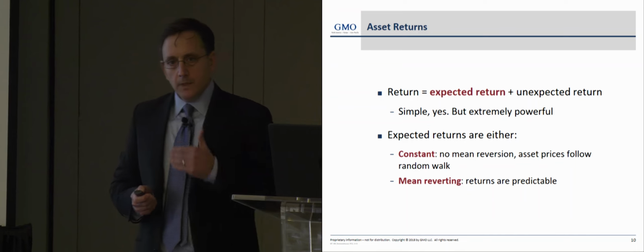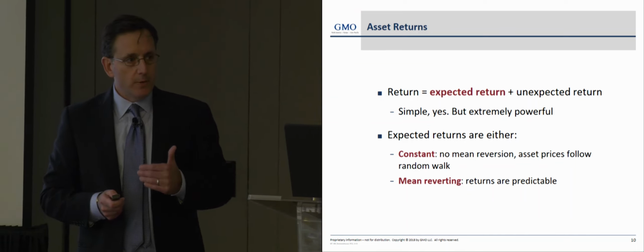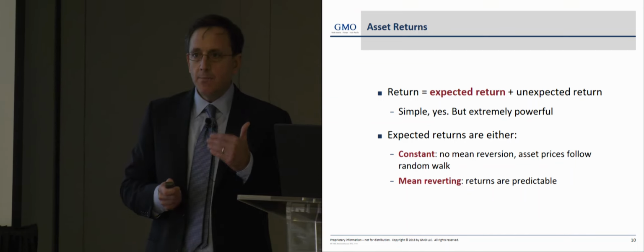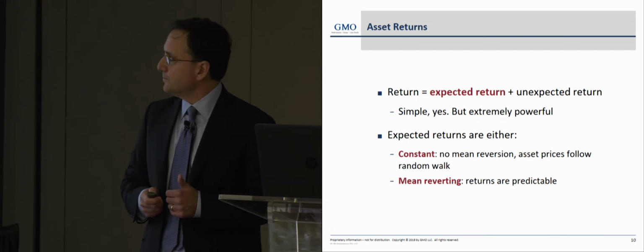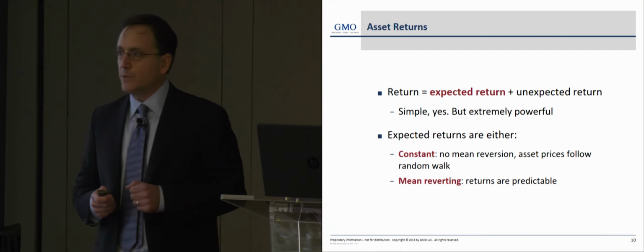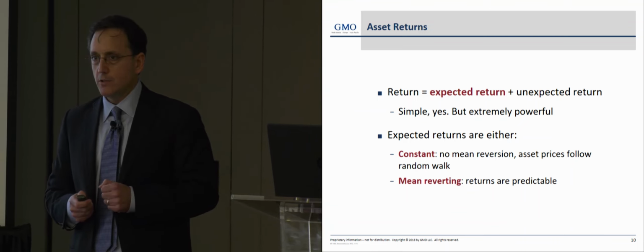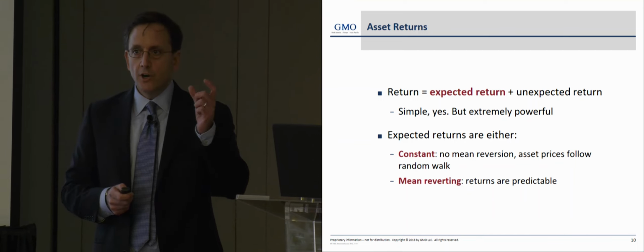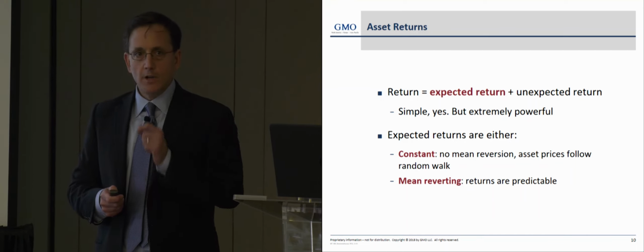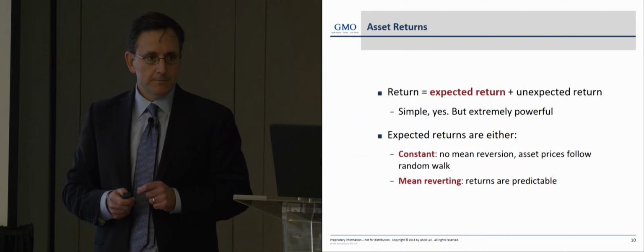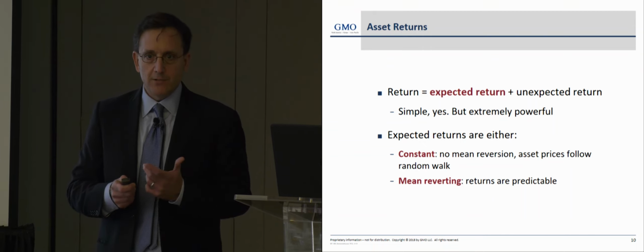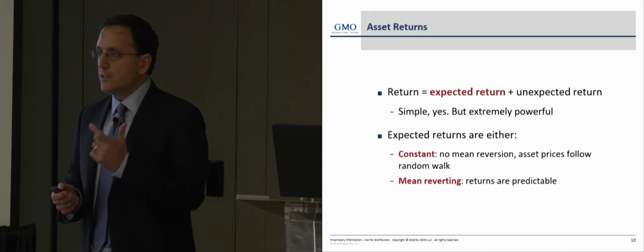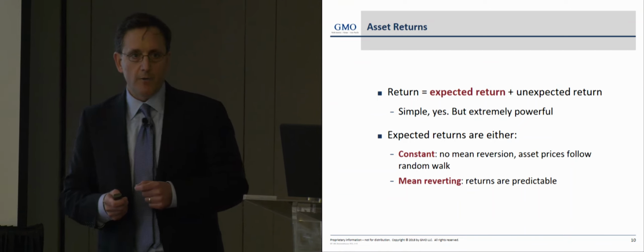Now, another ingredient that we need is a model for asset returns. We start with a very simple decomposition of asset returns. We say the return is the expected return plus the unexpected return. Now, that doesn't sound like much. It sounds trivial, but it's simple yet extremely powerful.